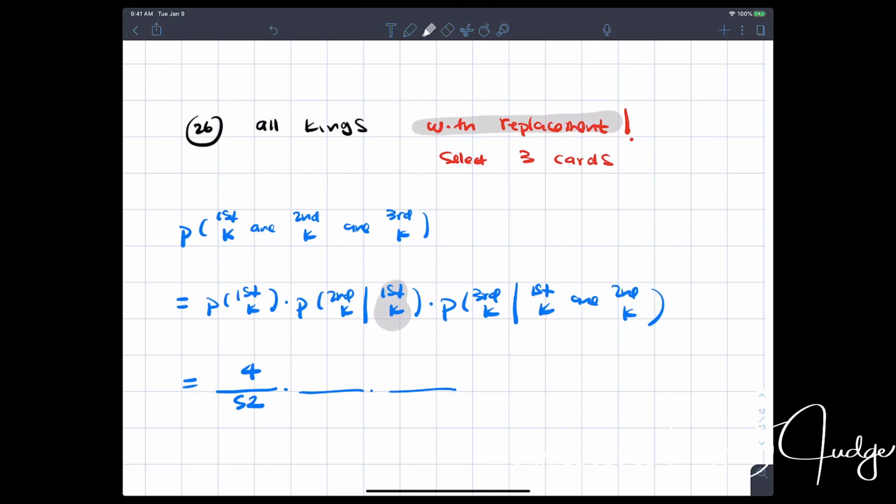So this here is going to be with replacement. That means you're going to have to put this back. You're putting the card back in the deck. So what's the chance that the second card's a king if you know the first selected card was a king and you put it back, right? Do you guys remember this? What do you do?